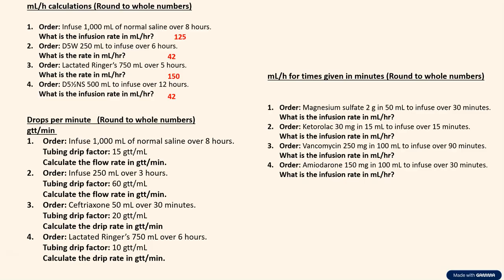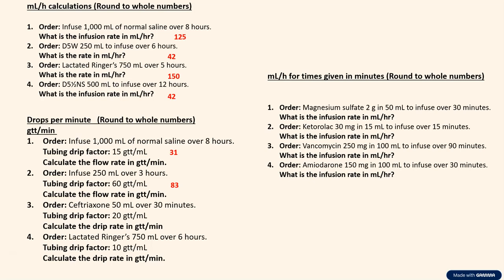Same rules apply. Hit pause, work through numbers 1 through 4, and then hit play and we'll go over the answers. Number 1, infuse 1,000 milliliters of normal saline over 8 hours with a drop factor of 15 drops per milliliter. Your answer is 31 drops per minute. Number 2, 250 milliliters over 3 hours with a drop factor of 60 drops per milliliter. Your drop rate is 83 drops per minute.